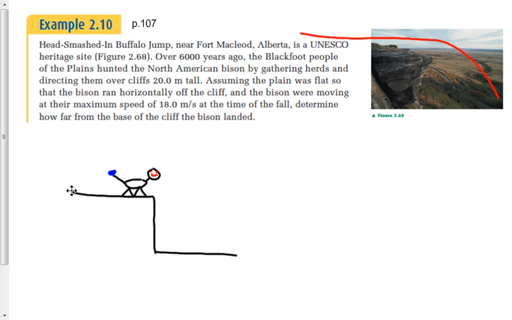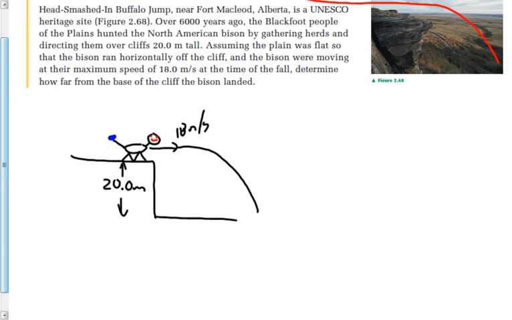Anyways, here we've got this blue-tailed bison that's running at 18 meters per second off the edge of the cliff. We know the path that this bison takes is a parabola, so it's going to look something like this. We know the height of the cliff is 20.0 meters. And we know that the bison is going to end up over here somewhere. We just don't know how far from the base of the cliff he's going to land. That's, in fact, what we want to find.